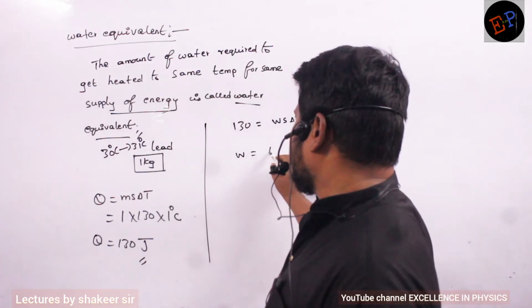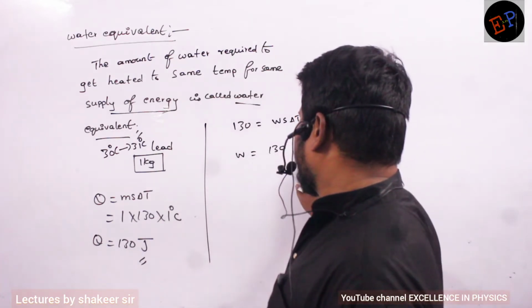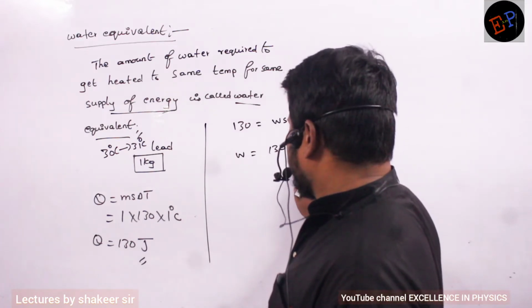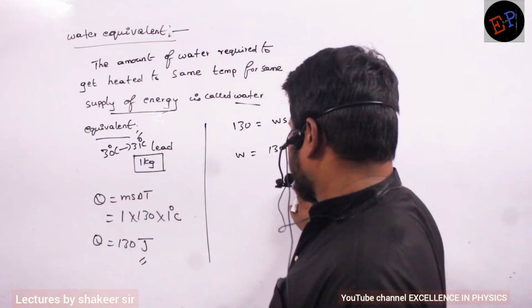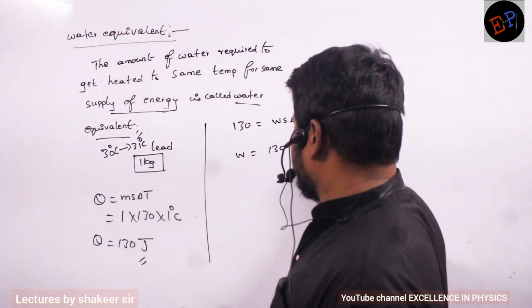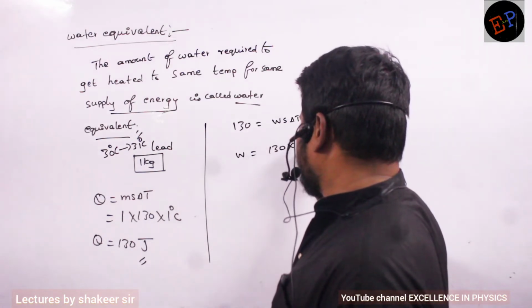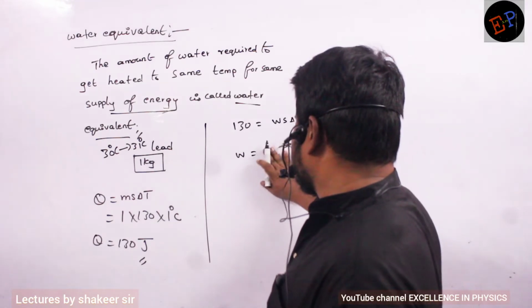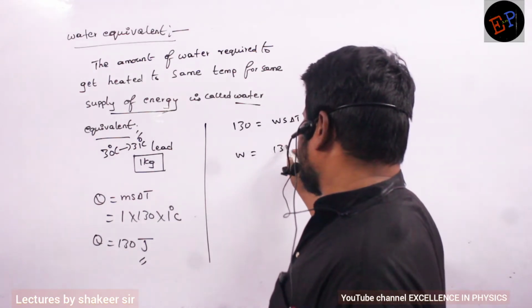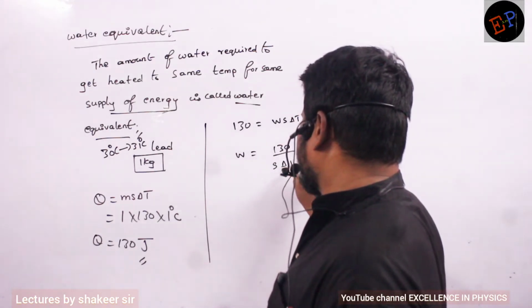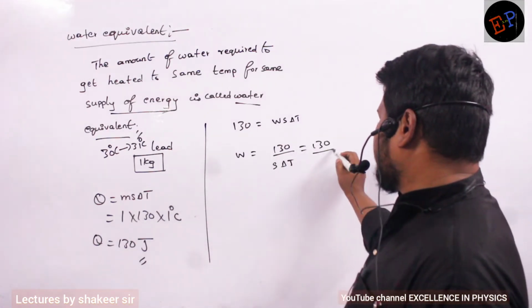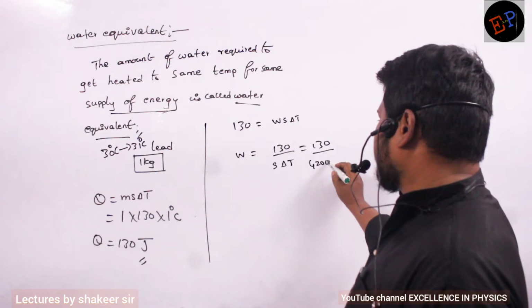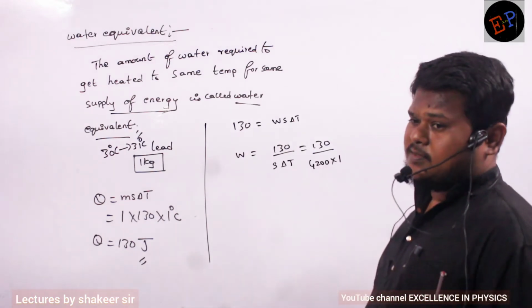Water equivalent is how much? 130 divided by the specific heat of water. What is the specific heat of water? So W is equal to 130 divided by S into delta T. This is what I have to write now. So 130 divided by the specific heat of water, which is 4200. Rise in temperature is 1.